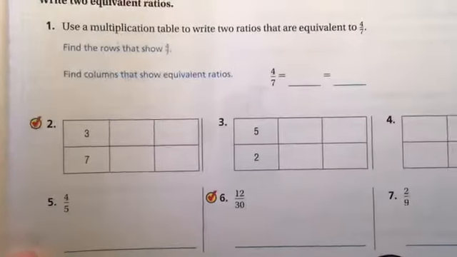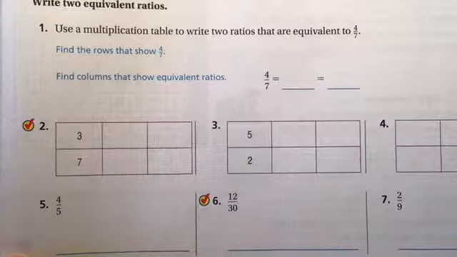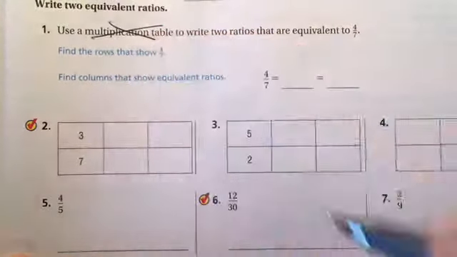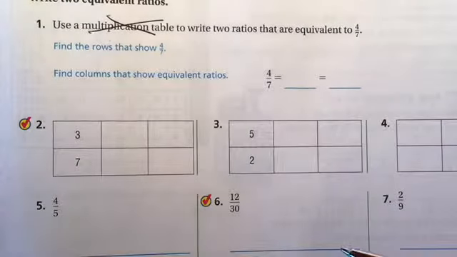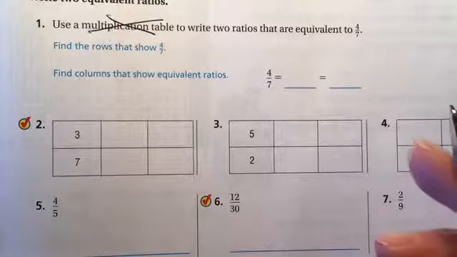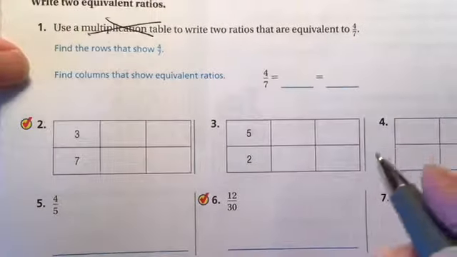So trying just a few problems like your homework are going to be... You do not need to use a multiplication table, all right? I really just want you to do the form of 1 where you're multiplying or dividing top and bottom by the same number. You can use a calculator.